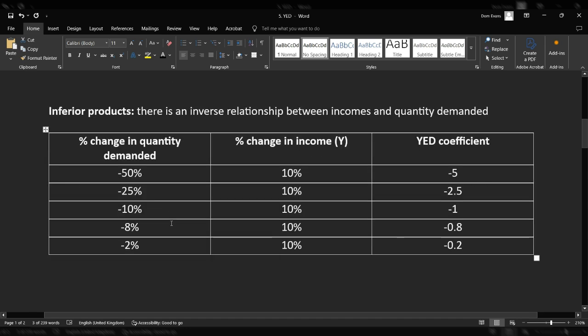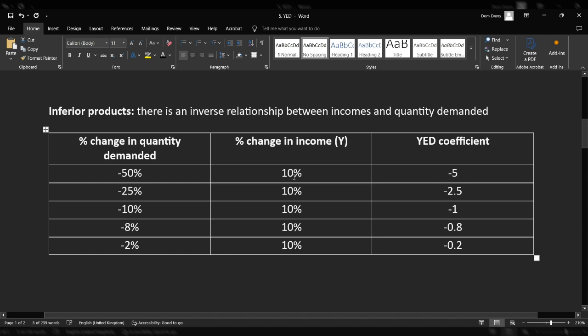There are 3 product groups you need to be aware of. First one, inferior product, where we've got an inverse relationship between incomes and quantity demanded. Okay, what does that mean? It means if incomes go up, the quantity demanded goes down. We've got some various products here, with incomes going up by 10%, and these various products experience different changes in demand.